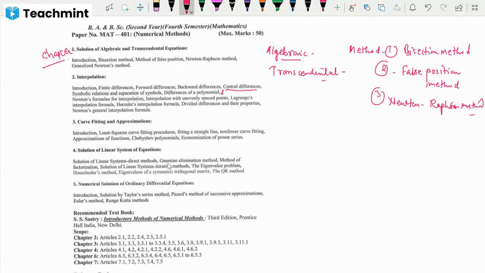So it is the introductory part, and till here it is just the theoretical part. After that, we'll see Newton's formulas for interpolation: Newton's forward difference interpolation formula and Newton's backward difference interpolation formula. Then we'll see interpolation with equally spaced points and interpolation with unequally spaced points. For interpolation with equally spaced points, there are Newton's forward and backward difference interpolation formulas. For unequally spaced points, there are Lagrange's interpolation formula, Hermite's interpolation formula, and Newton's divided difference interpolation formula.